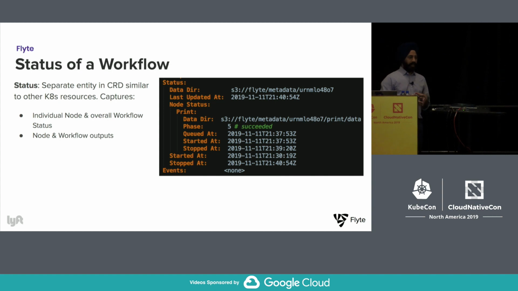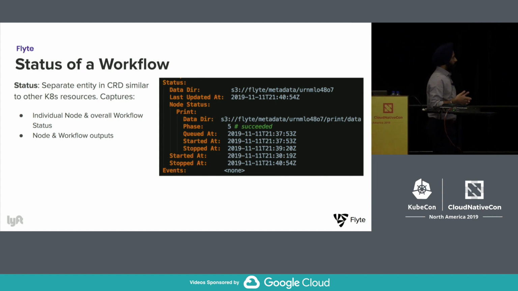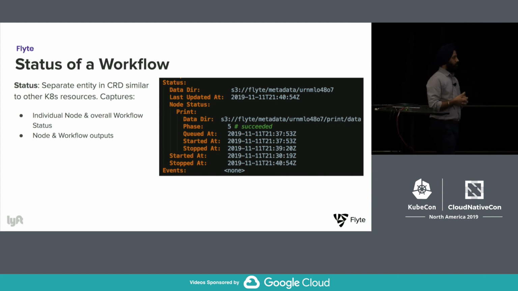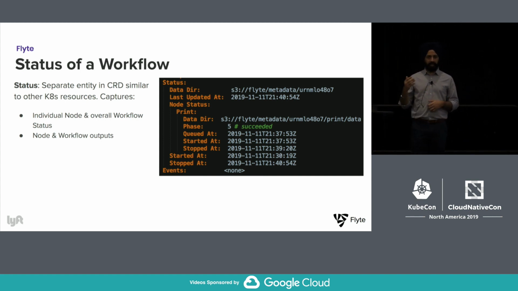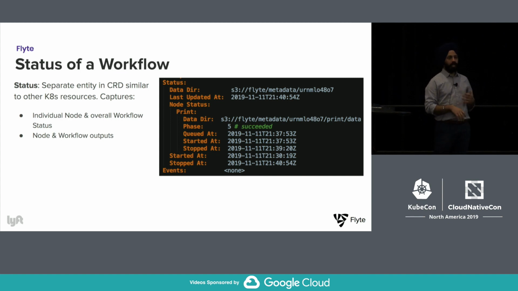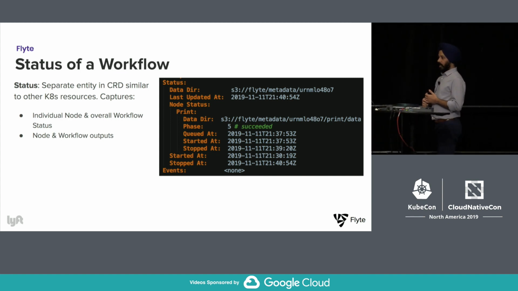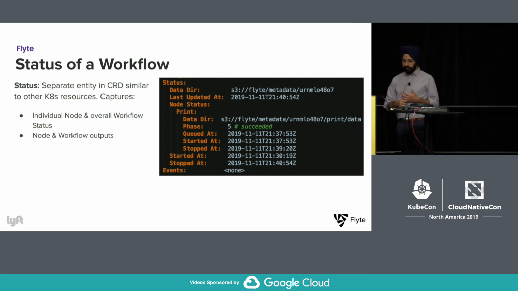The second part of the CRD is the status. Status is not given by the user, but updated by Flyte propeller. As we progress through the workflow, we keep updating the status with more information when we have it available. We update the node status when we have it. We write output directories where we are pushing the output, and any other information we have.